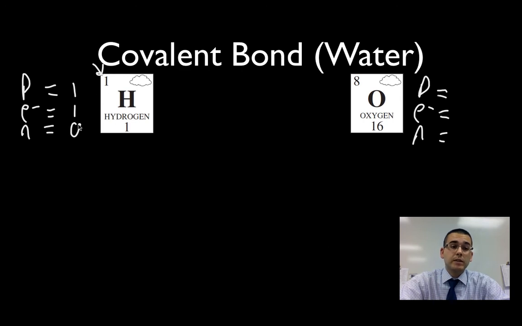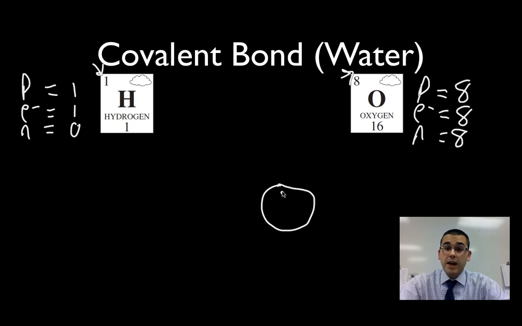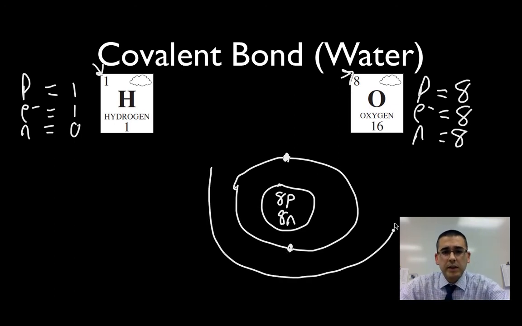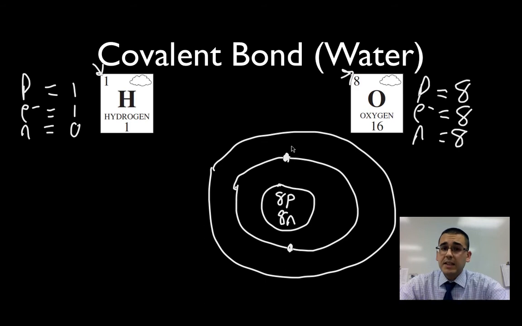So 1 minus 1 is 0. For oxygen, the atomic number is 8, and that means that we have 8 protons and 8 electrons. And then finally, 16 minus 8 is 8. Alright, to get started, we will draw our nucleus of oxygen, which has 8 protons and 8 neutrons. Very easy. This leaves us to draw our electrons. Now we know that oxygen has 8 electrons. It fills its first energy level very quickly, which leaves us with 6 more to go. So 8 minus 2 is 6.